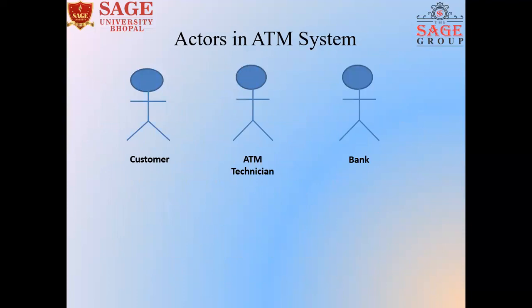So here are three actors in a system. This is how we depict the actors in the use case diagram. Customer is a primary user, ATM technician is an actor, and bank is also an actor in the ATM system.